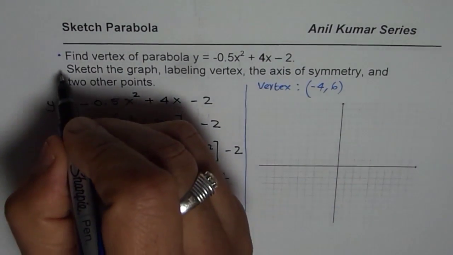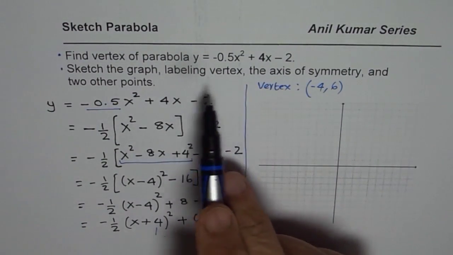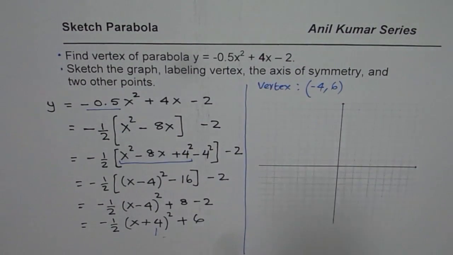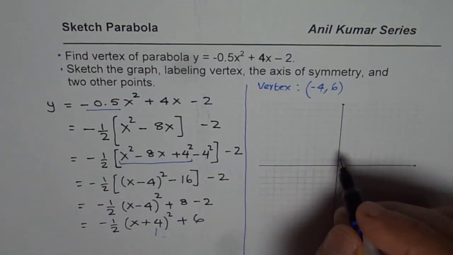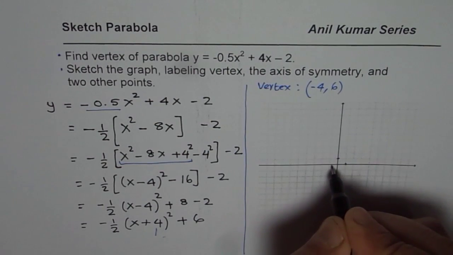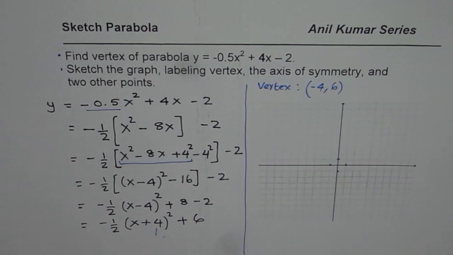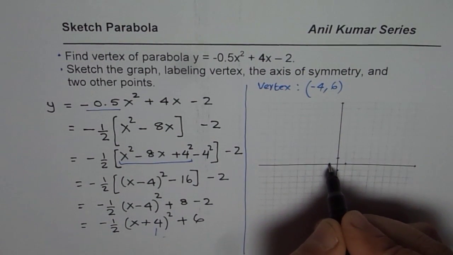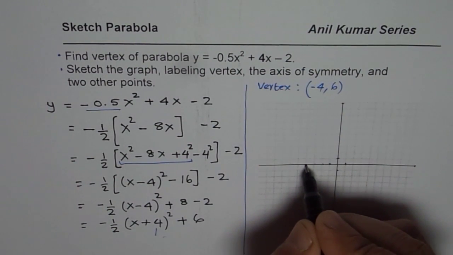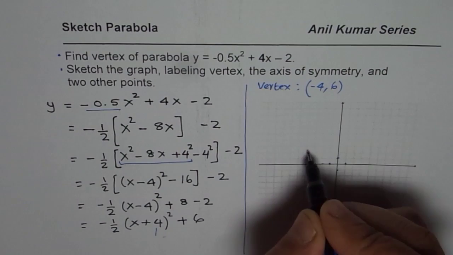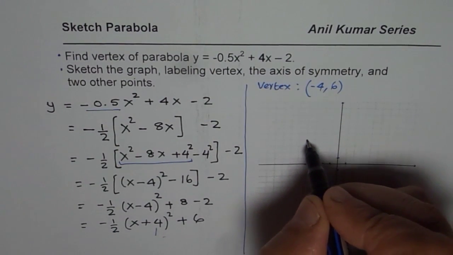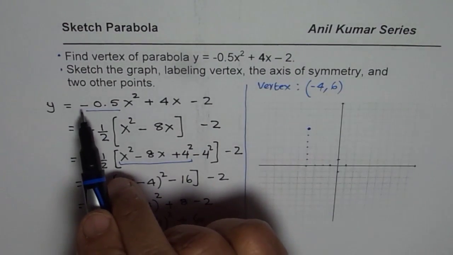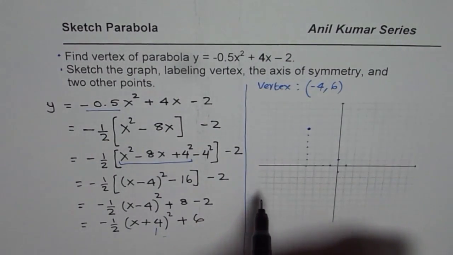Now we will look into sketching the graph, labeling the vertex, axis of symmetry, and two other points. So the vertex is 4, 6. Let us say this is a scale which is 1, 1, 1. Okay. 4 means 1, 2, 3, 4 to the right. 6 up: 1, 2, 3, 4, 5, 6. So that is the vertex for us. Since the coefficient is negative, we are going to open it downwards, correct?